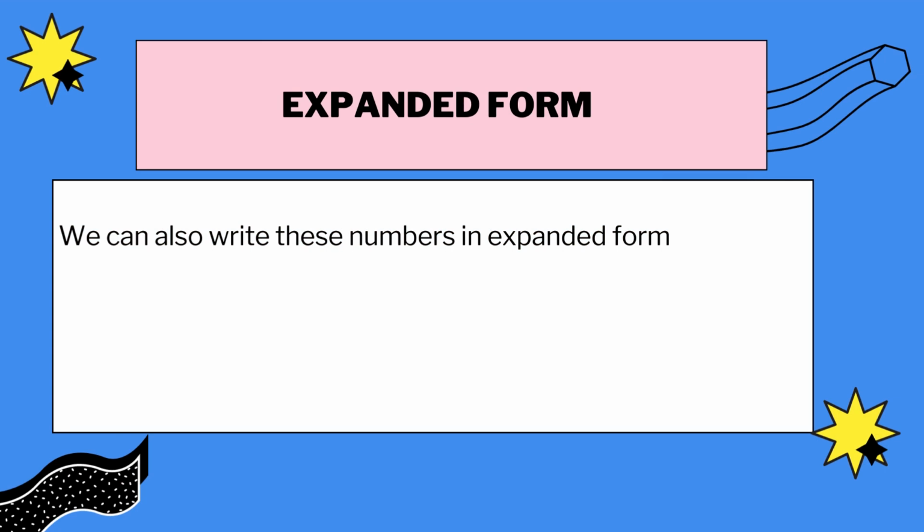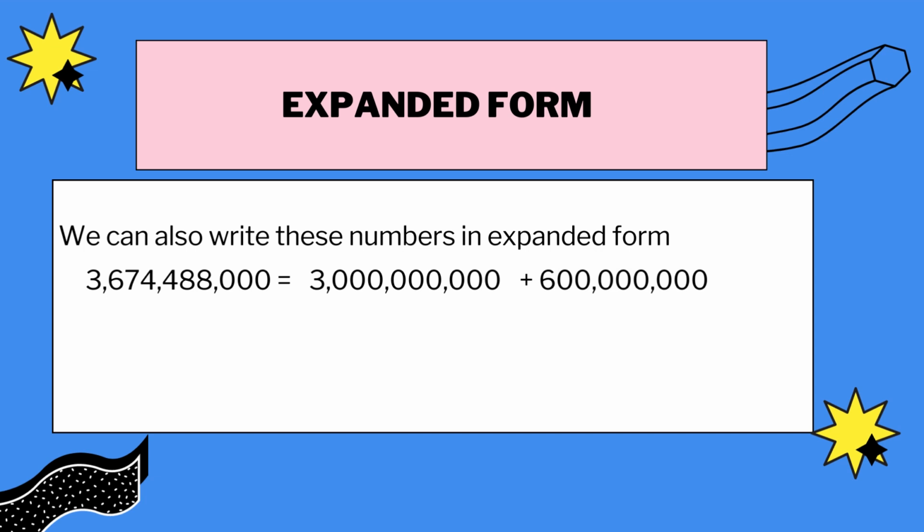We can also write these numbers in expanded form using the same number, 3,674,488,000. We can write it as 3 billion. You can see that in billion there are total 9 zeros. So after 3 there are total 9 zeros, plus 600 million. So in 600 million, there are total 8 zeros, plus 7, and after 7 we have total 7 zeros.